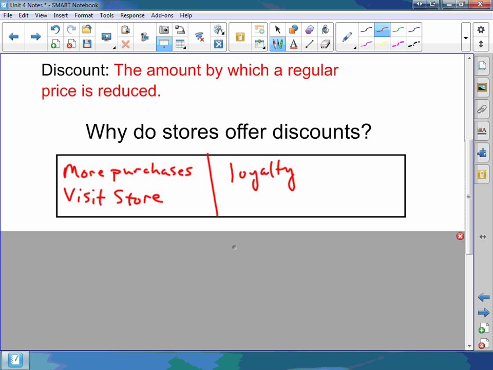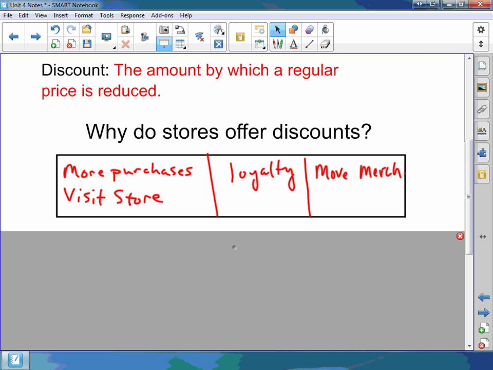Absolutely. Why do they offer it? Well, I'm going to put move merchandise. I'll put move merch. And by that I mean you got all this merchandise that you need to sell, to get rid of, and it's not selling.